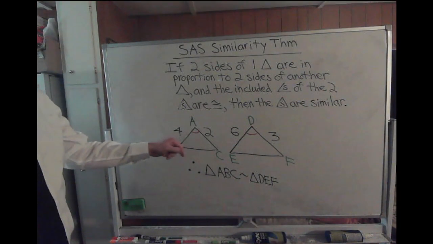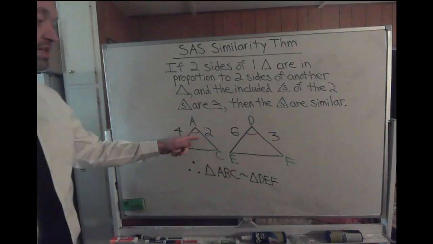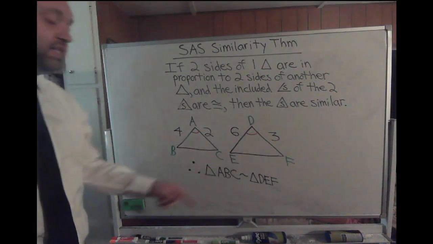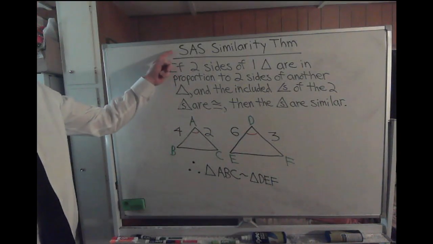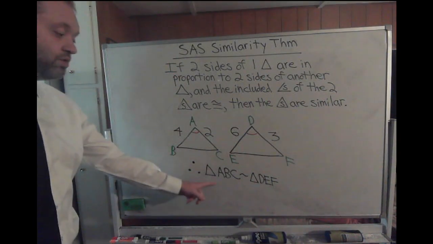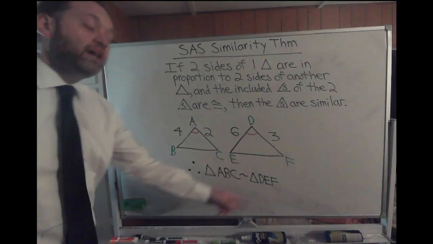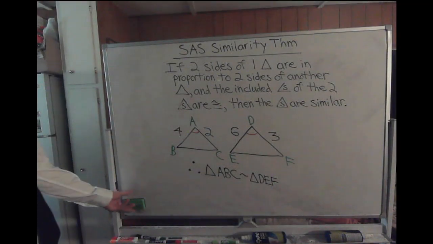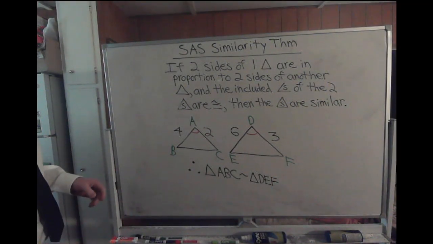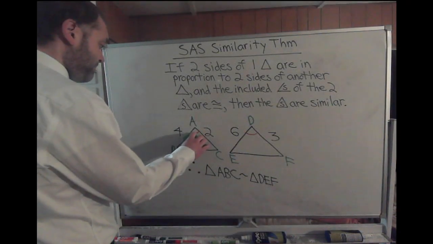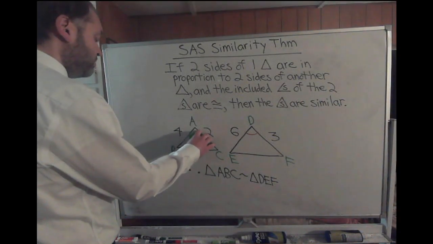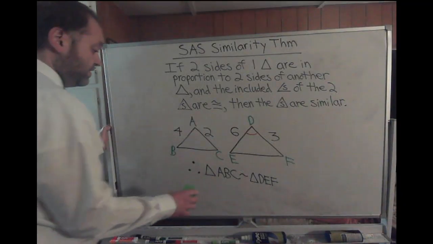And then in triangle ABC, angle A is congruent to angle D of triangle DEF. So therefore, by the side angle side similarity theorem, triangle ABC is similar to triangle DEF. So that one's not terribly hard to understand. There's one more theorem which actually is even easier than this.